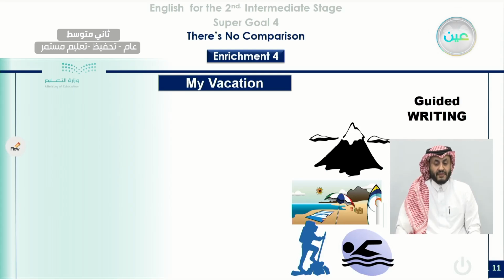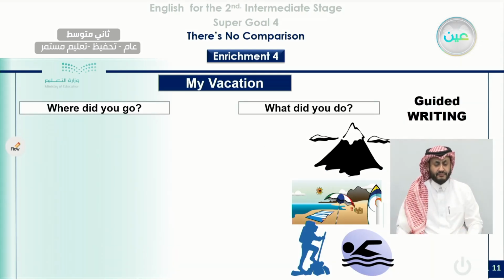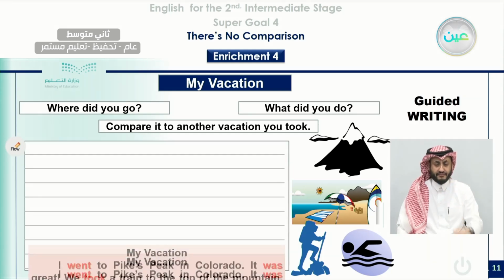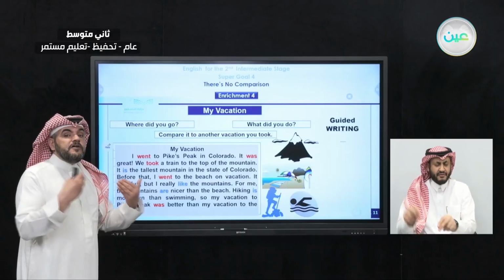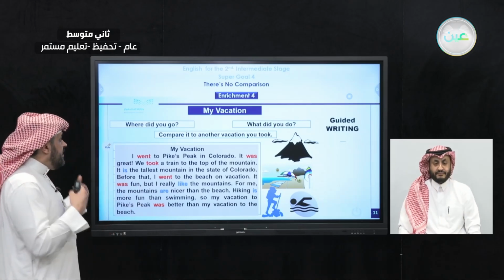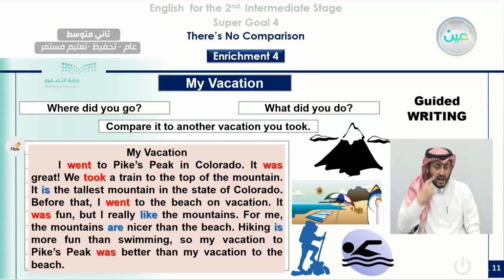So here we're going to talk about my vacation. We are going to answer these questions, as we said before, and let's see what we are going to write. This is an example or a model answer for answering this exercise. Look at the words that are written in red. What can you find from these words? Look here, we have went, was, took, went, was, and another was.